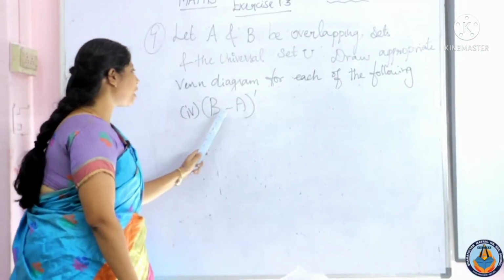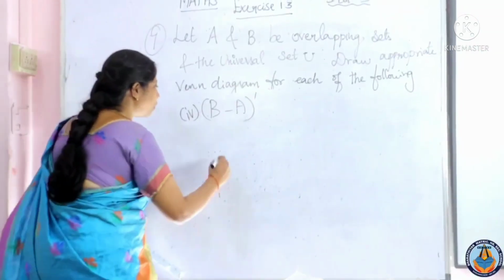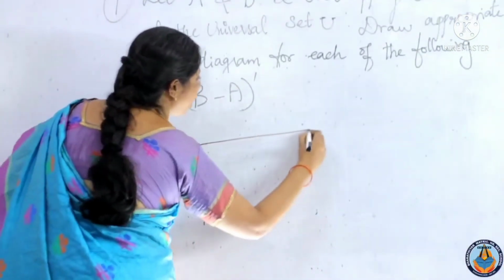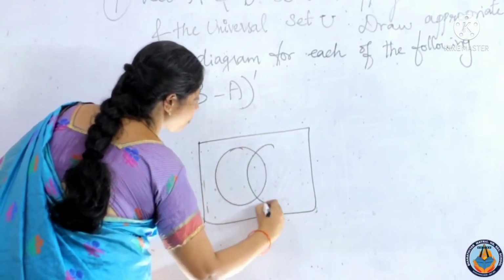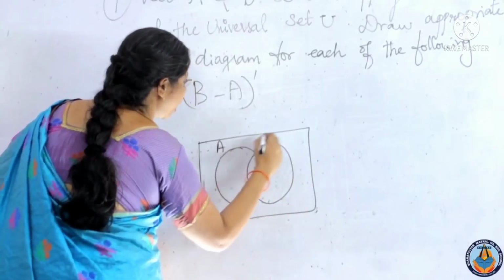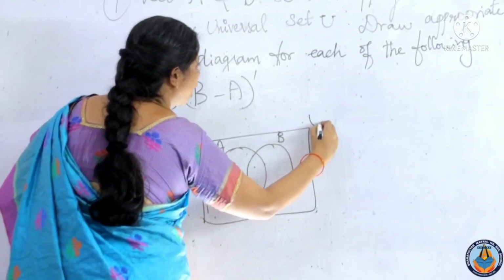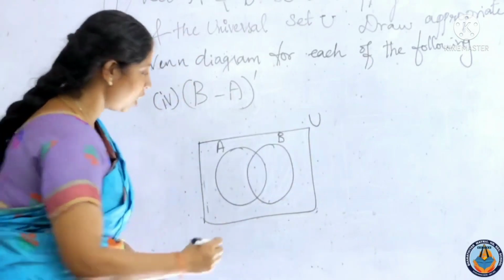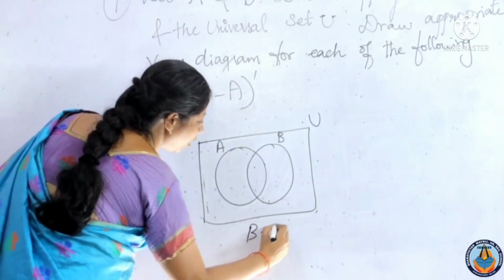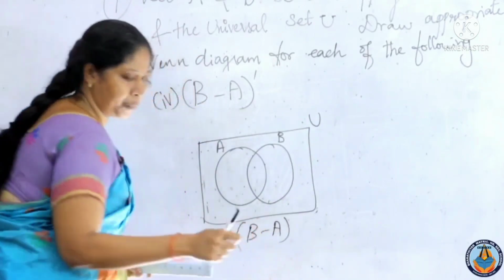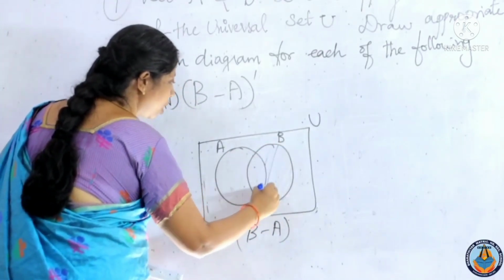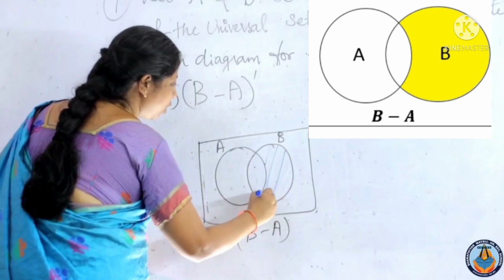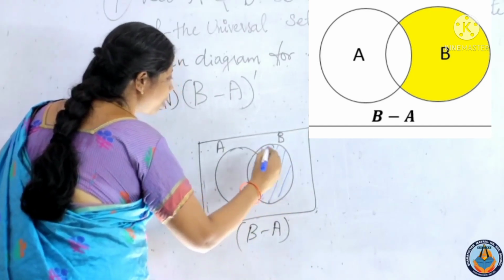Fourth one, (B minus A) dash. First we have to find B minus A. A and B are the overlapping sets and U is the universal set. Now you have to find B minus A. You have to shade B which are not in A.